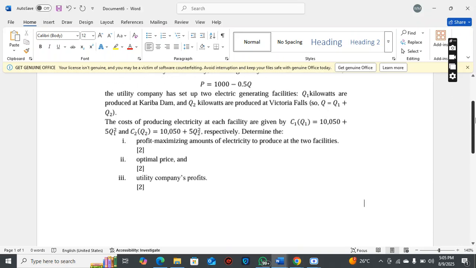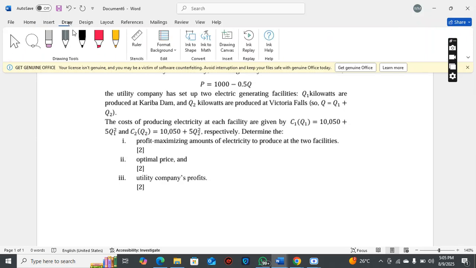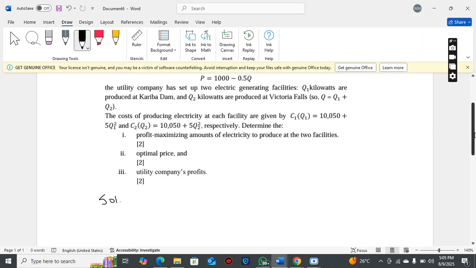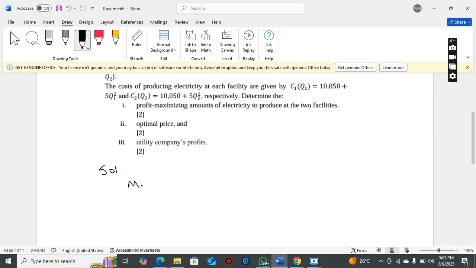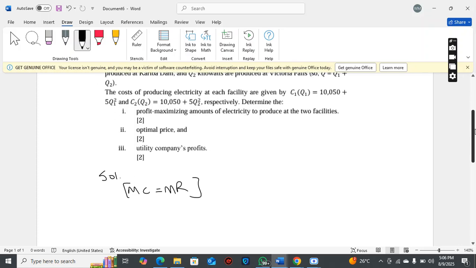So colleagues, one thing we need to remember is that the point of profit maximization is where marginal cost equals marginal revenue. This is the point of profit maximization. So in this question, first we need to get our marginal revenue and our marginal costs. Then we can equate them. All right, so this is the first thing that we need to do.